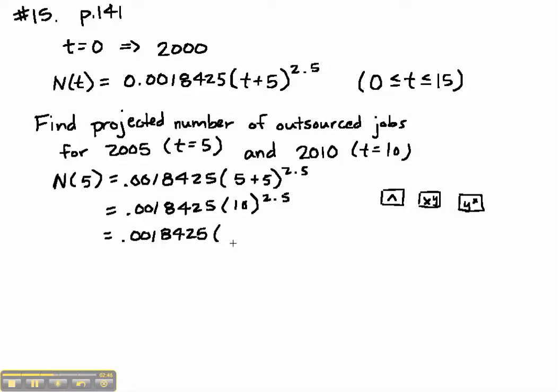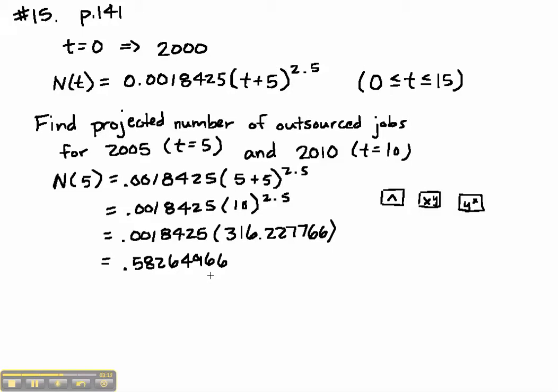But 10 to the 2.5 should give us 316.227766. And then after we multiply that by 0.0018425, we will get 0.58264966.